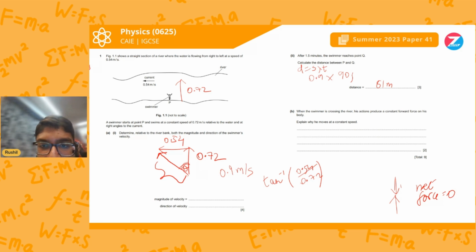So we can write that resistive force by water equals the forward force. So no net force, no acceleration.